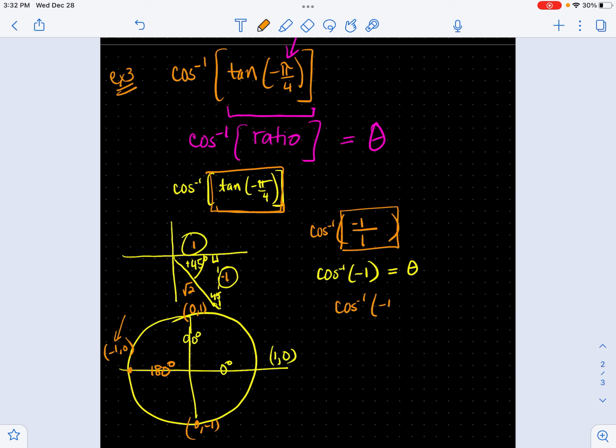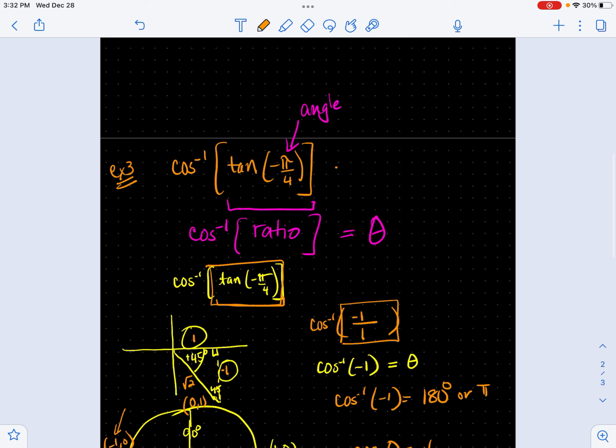Cosine inverse of negative 1 is 180 degrees, or pi. How do I understand this question? The question is asking me, hey, cosine of what angle is negative 1? And I found that angle. So the answer to the overall question is pi, or 180 degrees. Like I said when we started, the answer has to be an angle answer.